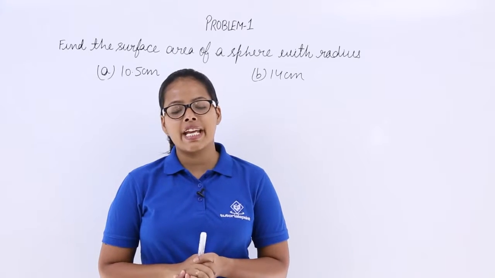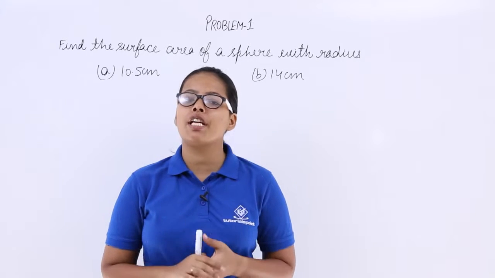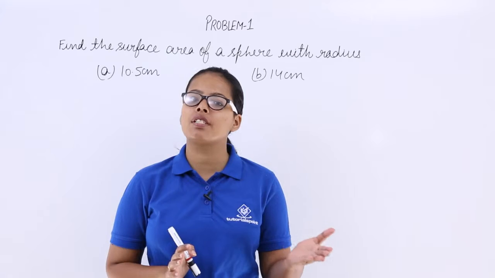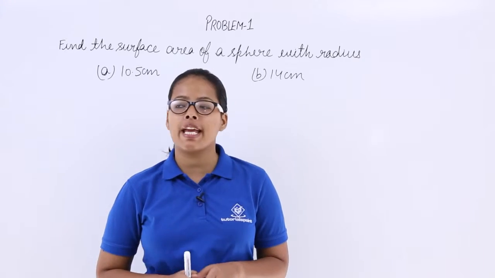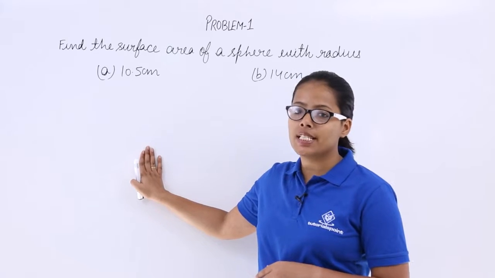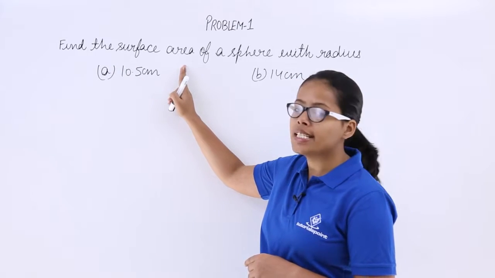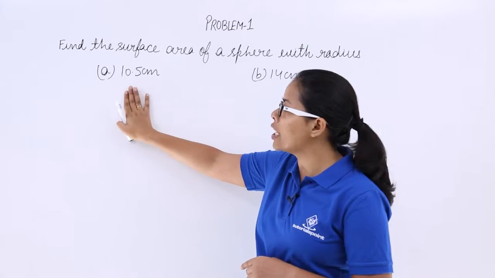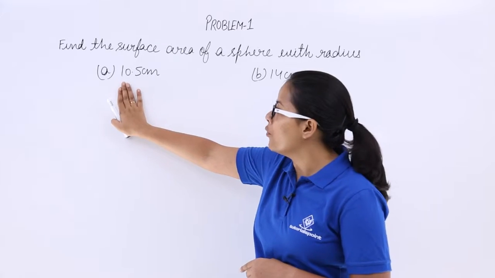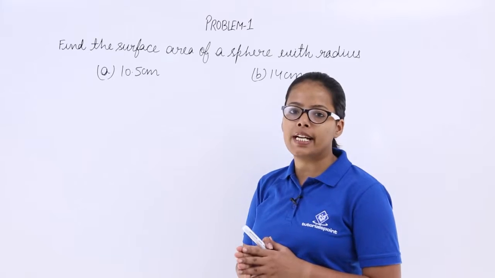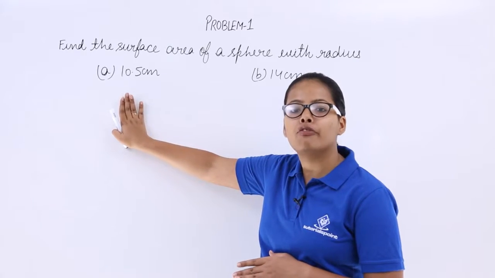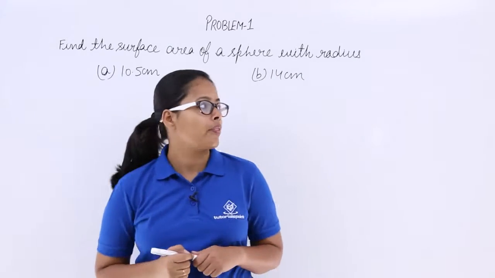Hello guys, let's take this problem based on surface area of sphere which we have discussed in the previous video lecture. So let's see what this problem says. In this problem, you need to find the surface area of a sphere whose radius is given to you. In the first case it is 10.5 and in another case it is 14 centimeter. So let's start calculating for this case.